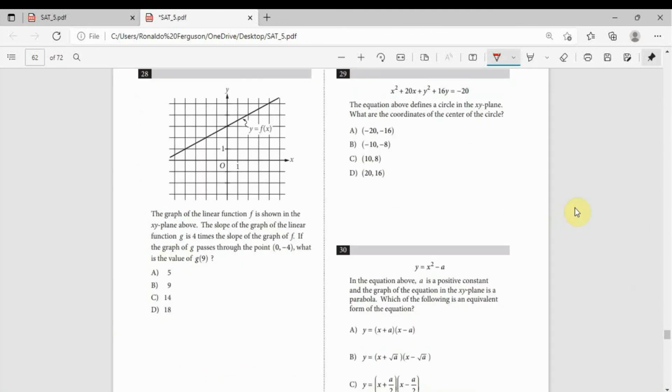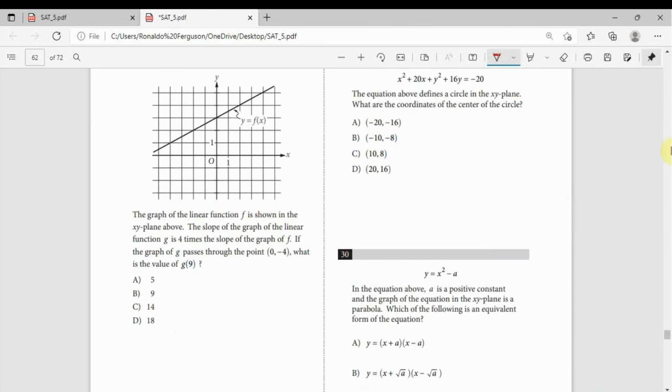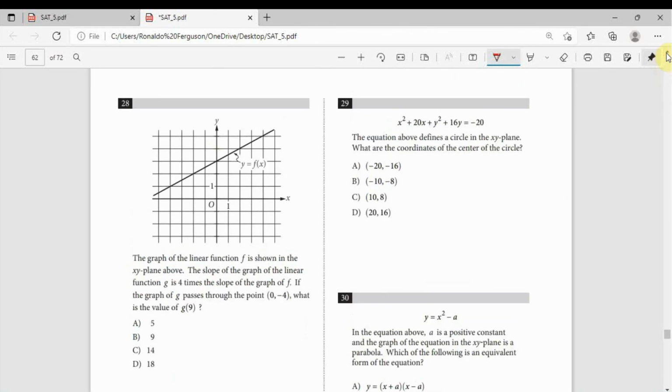Wow! Alright, question 28. Question 28 is a graph question. It says, the graph of the linear function f is shown in the xy plane above. The slope of the graph of the linear function g is 4 times the slope of the graph of f. If the graph of g passes through the point (0, -4), what is the value of g of 9?